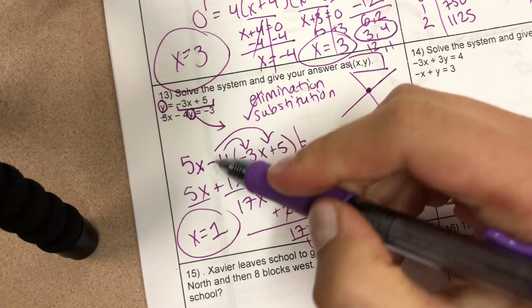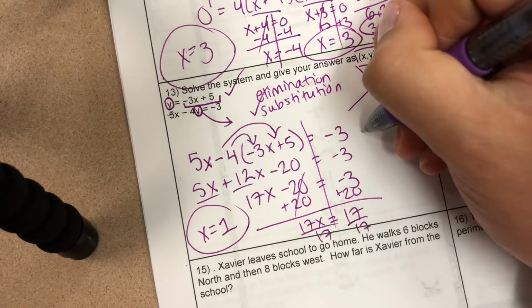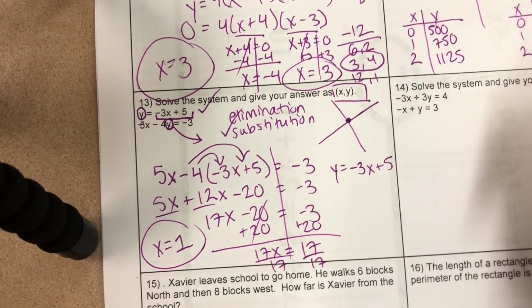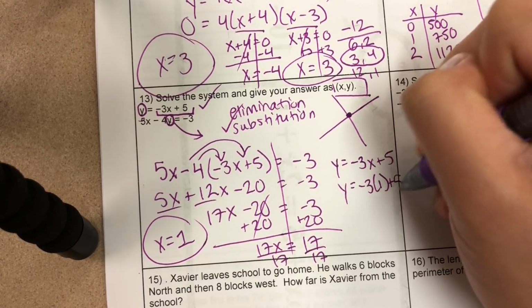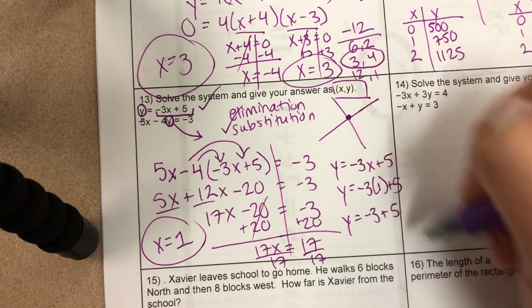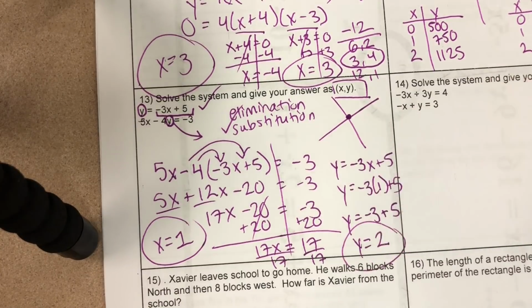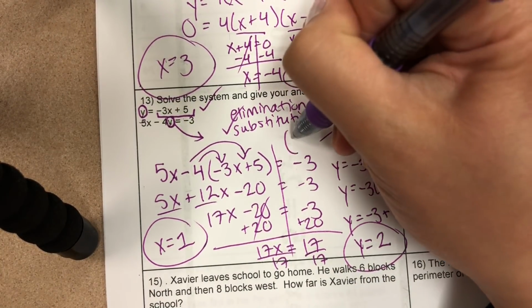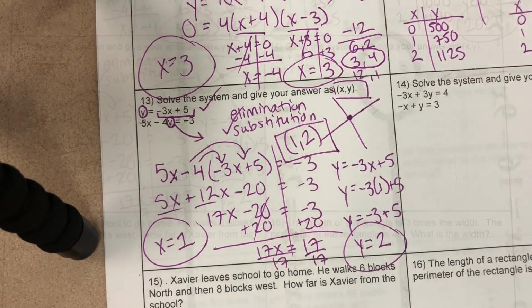So all I do is pick the easier equation, and that's going to be this one for me. I plug in my x value. If the equation is y equals negative 3x plus 5, I'm going to substitute 1 in. Y equals negative 3 times 1 plus 5. My y value is negative 3 plus 5, which is 2. My final answer in terms of x, y should be parentheses 1, comma 2.